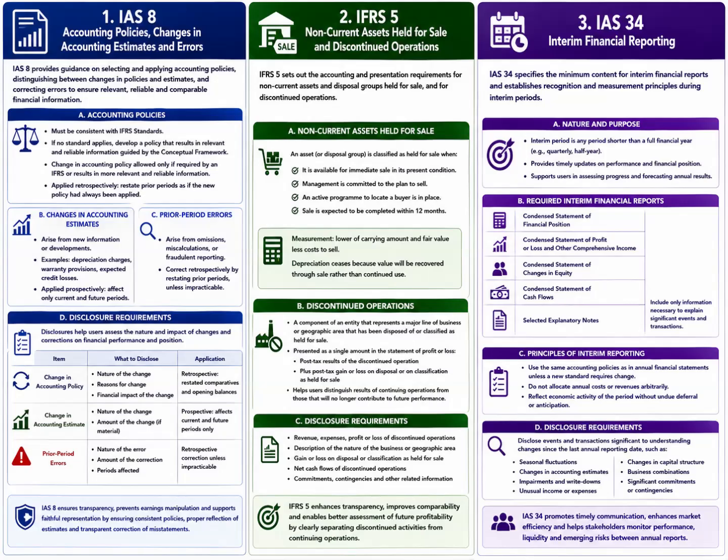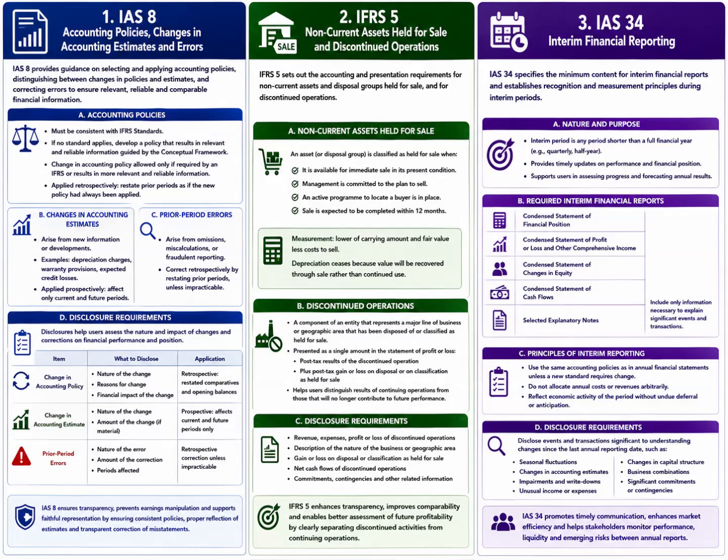IS 34 requires a condensed set of financial statements, including a condensed statement of financial position, statement of profit or loss and other comprehensive income, statement of changes in equity, statement of cash flows, and selected explanatory notes. The purpose of interim reporting is to provide timely updates on an entity's performance and financial position, supporting users in assessing progress and forecasting annual results.